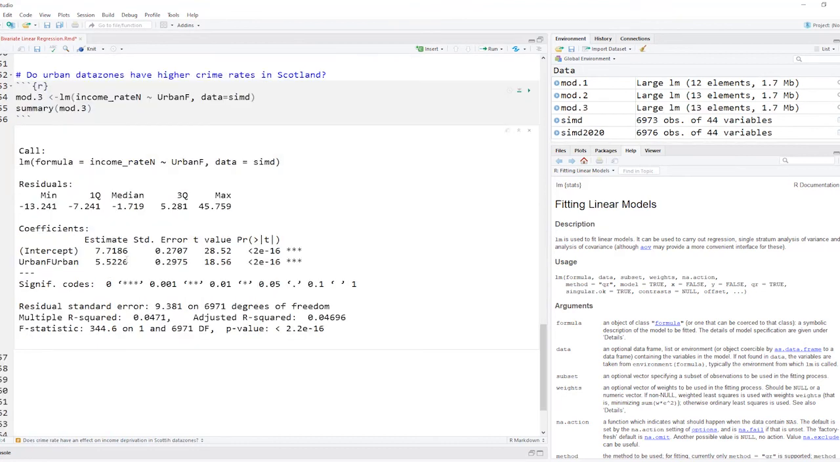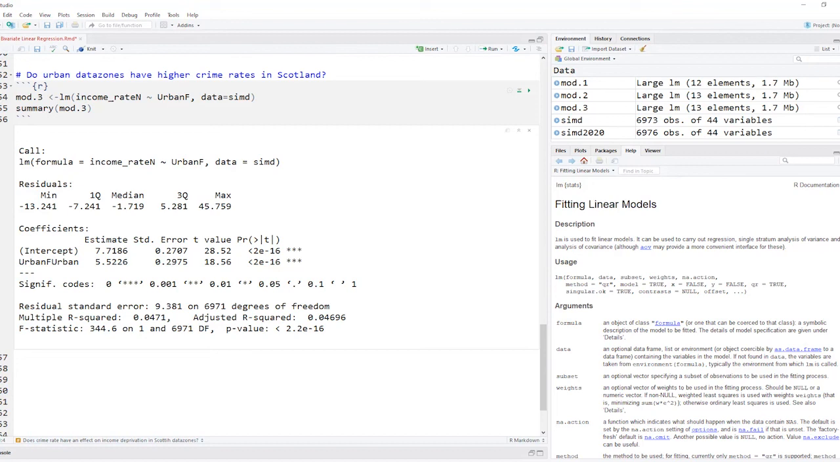Let's run another model with a dummy variable. In this example, the predictor variable is the urban and rural classification of Scottish data zones. When interpreting a dummy variable in regression, we are analysing the effect of the higher value, which is urban data zones in this case. Now, if you've been following these tutorials, we transformed this variable into a dummy variable in the cleaning data tutorial. And this is the reason why.